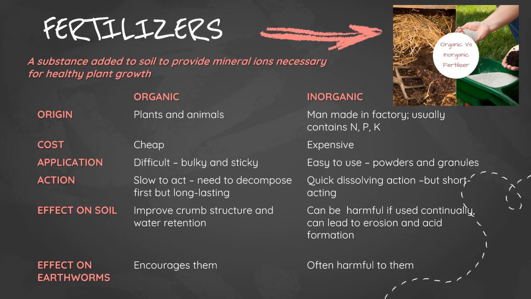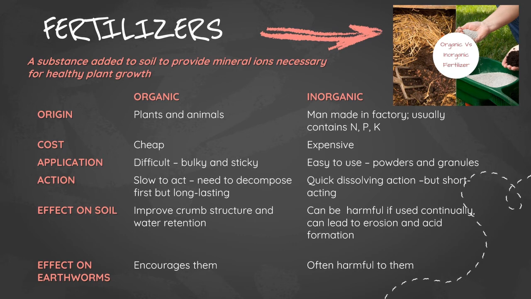So fertilizers are basically substances added to soil to provide mineral ions necessary for healthy plant growth. So as the name suggests, it makes the soil fertile. Now you have two different types of fertilizers, organic and inorganic. And we can compare them based on origin, cost, application, action, effect on the soil, and effect on earthworms.